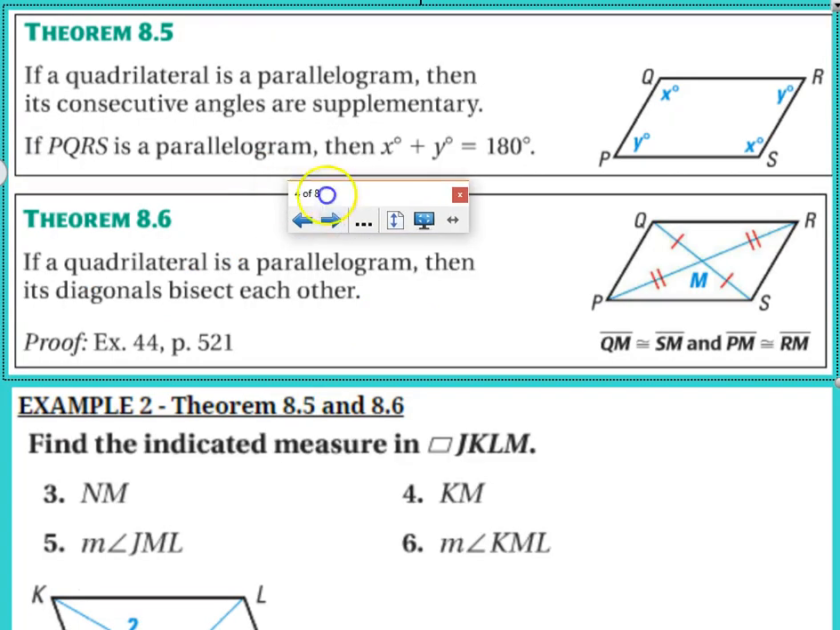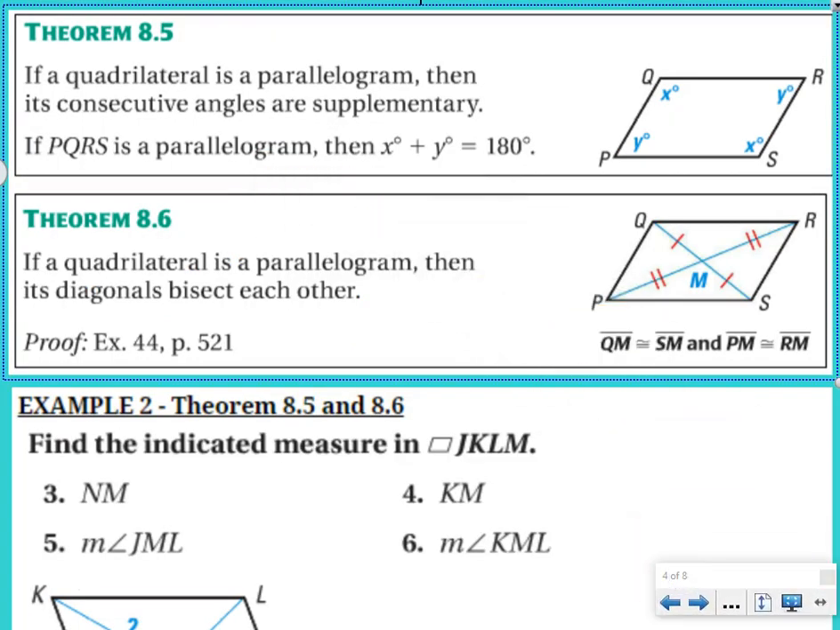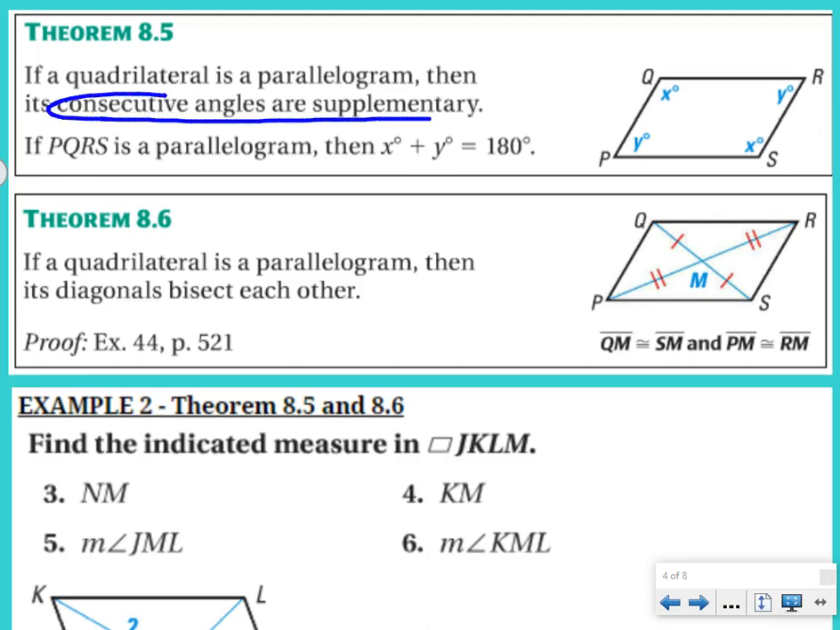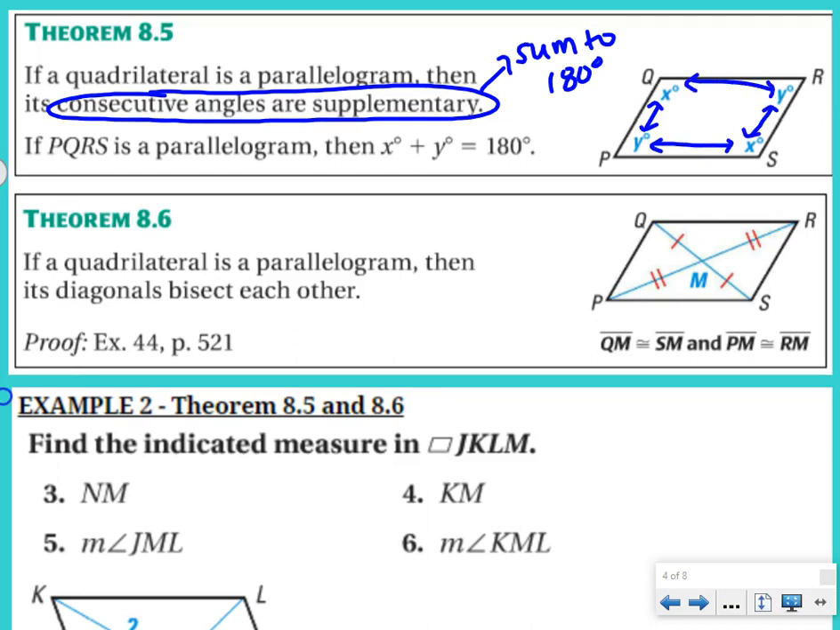All right, the next set of theorems, so back to your resource page, the last two on the front side are Theorems 8.5 and 8.6. If a quadrilateral is a parallelogram, then its consecutive angles are supplementary. Consecutive angles means the angles right next to each other, and supplementary means they sum to 180. So these two right here would sum to 180, these two right here would sum to 180, these two would sum to 180, and those two would sum to 180. So each angle pair that's right next to each other sums to 180.